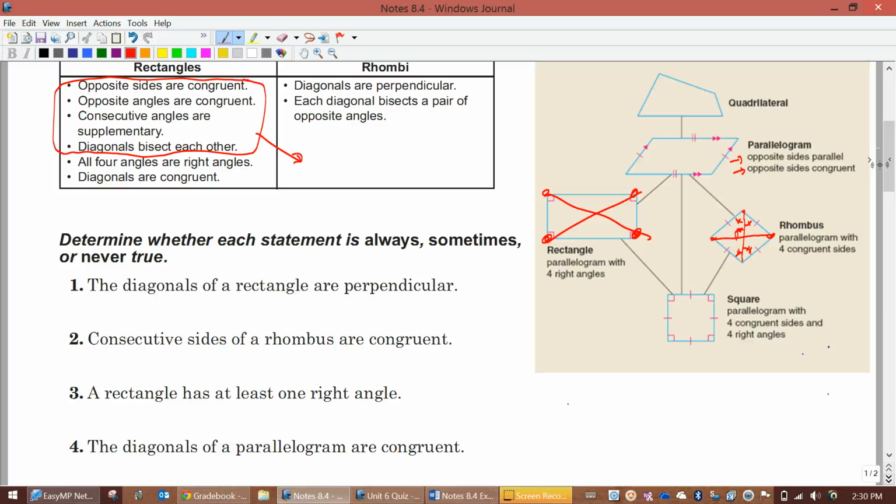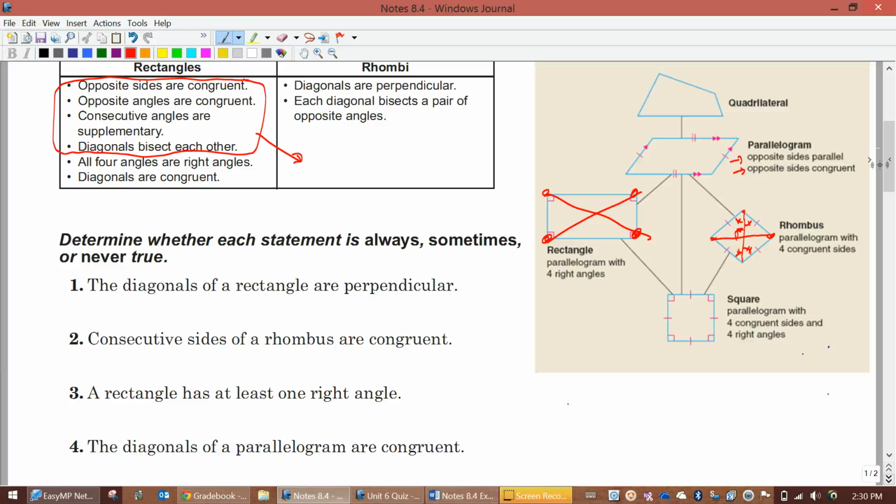The diagonals of a rectangle are perpendicular to each other. Is that always true? The easiest is always. Is that true all the time? No, that's not true all the time. Look at the picture on the right. We just drew them in. They're not at 90 degrees on a rectangle. Could they be perpendicular? Is there a particular rectangle where they are perpendicular?